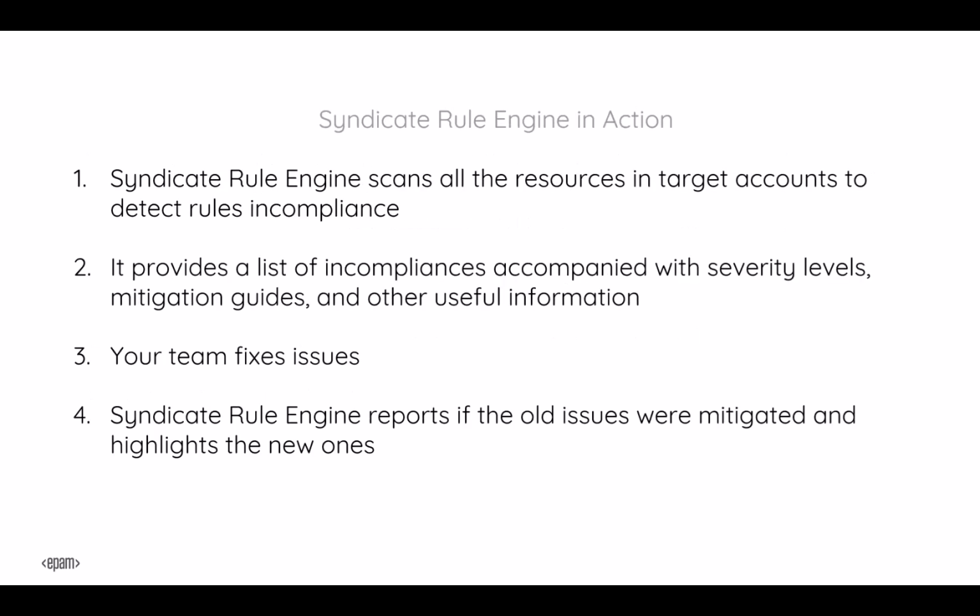When the scanning begins, Syndicate Rule Engine scans all the resources in the target accounts to detect the rules incompliances. Then, it provides the list of findings, which also includes incompliance severity levels, mitigation guides, and other useful information. Now, your team can fix the issues based on the provided detail, and the tool will let you know if the risks were mitigated or new ones appear.